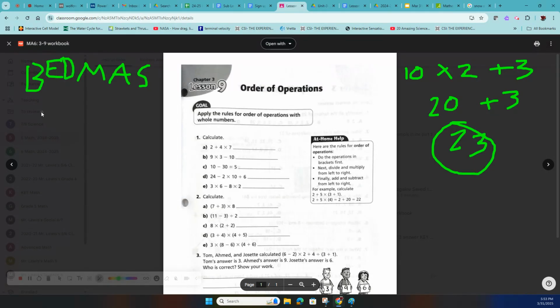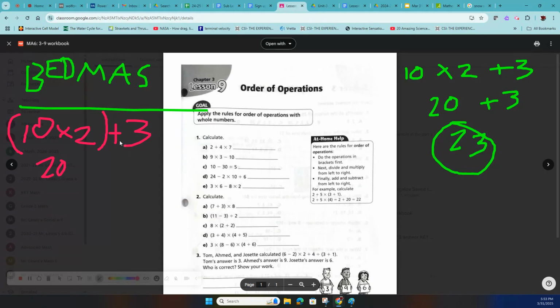Okay. But now, let's have some fun with it. Let's go 10 times 2 plus 3. But I'm going to throw in a pair of brackets, and they will go around 10 times 2. Cool. Let's follow the order of operations. Well, do I have brackets? Yeah, I do. And there's an operation on the inside, so I have to do that first. So 10 times 2 comes first now. Plus 3 drops. 20 plus 3 is 23. Huh. Well, hey, I arrived at the same answer.